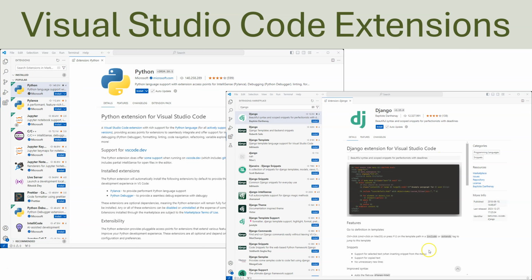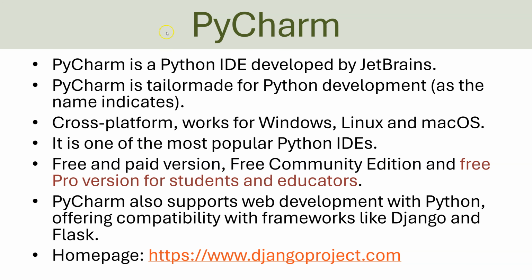And here you see an example of a Django extension. If you install this one or one of the other Django extensions, you will also get support for the Django development framework. And as mentioned, PyCharm is another editor. PyCharm is a tailor-made code editor for Python, and it also has support for this Django development framework. It's cross-platform. It works for Windows, Linux, Mac OS. It comes with free and paid versions. It has a free community edition, and there are also some free pro versions for students and educators.